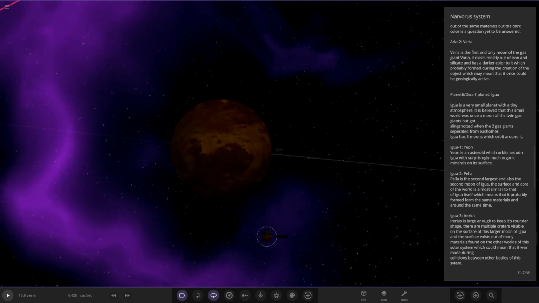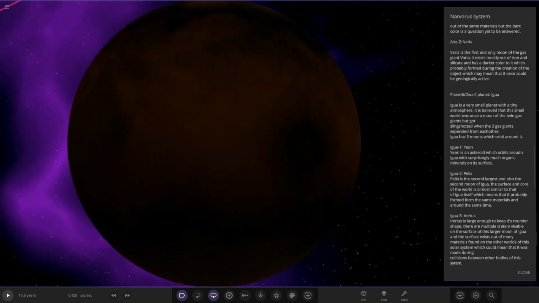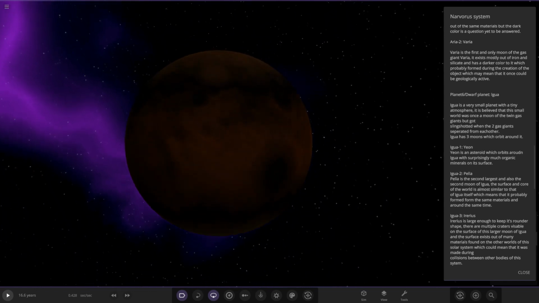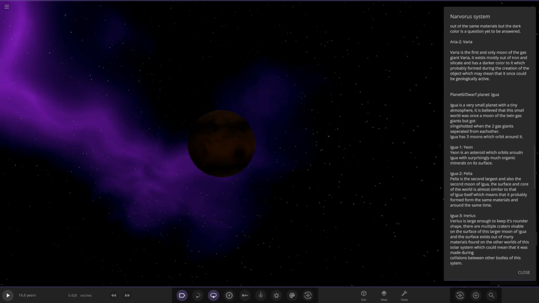Okay, cool. And lastly, we've got this one over here. So this is Irius. It's large enough to keep its rounder shape. There are multiple craters visible on the surface of this larger moon of Igua, and its surface exists out of many materials found on other worlds of this solar system, which could mean it was made during collisions between the other bodies of the system.